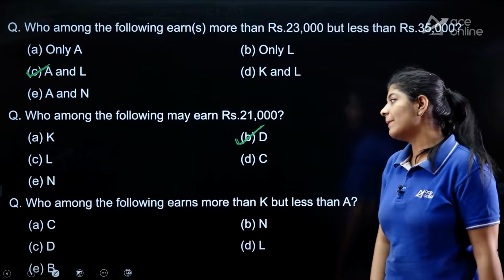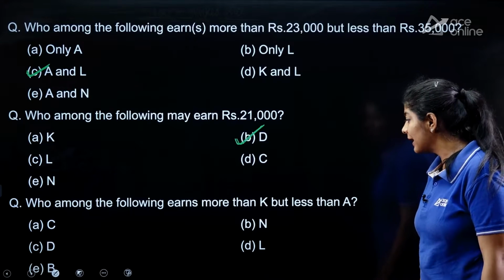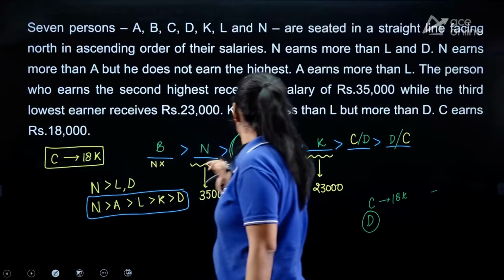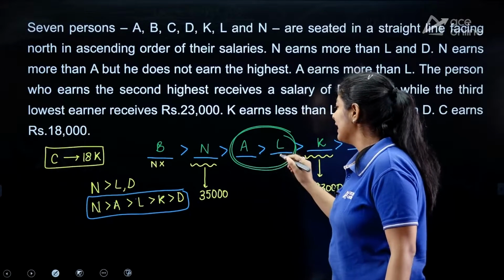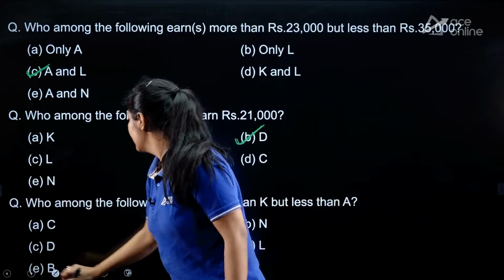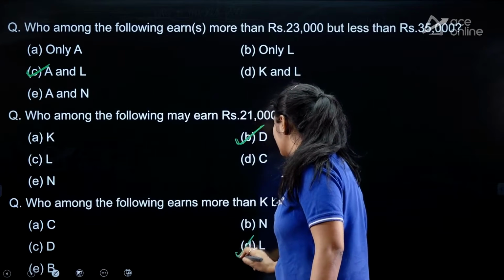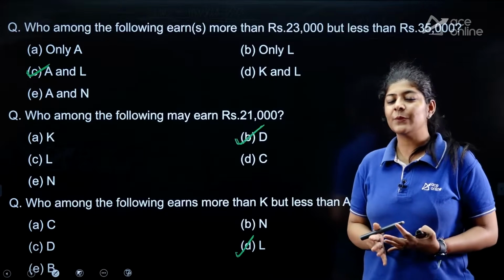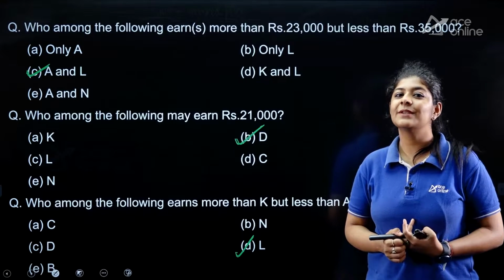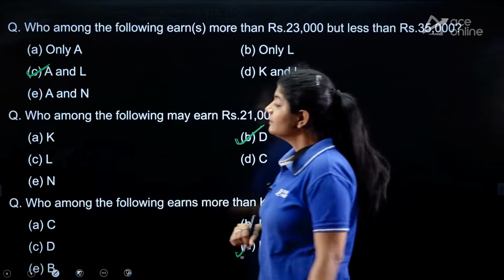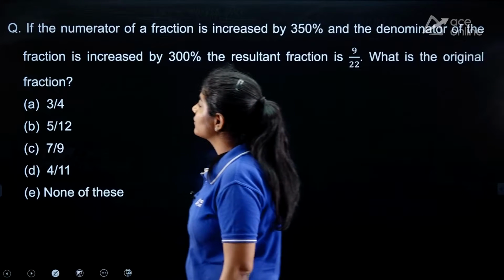Next. Who among the following earns more than K but less than A? More than K but less than A. That is nothing but the only person that we are having, that is L. Option number D is the correct one. So once we are done with the arrangement, we can easily answer all the questions related to that, right? Now let's move towards the next question.